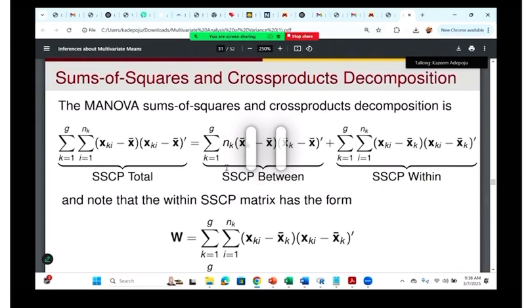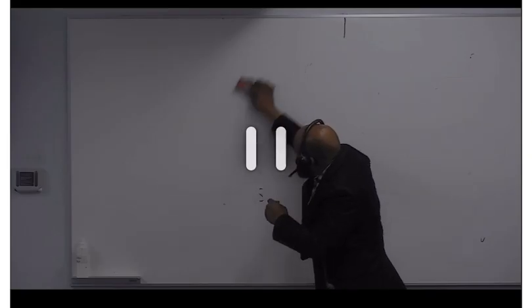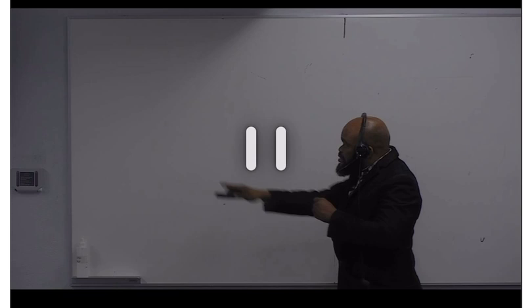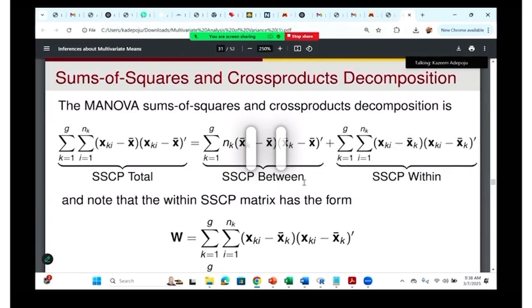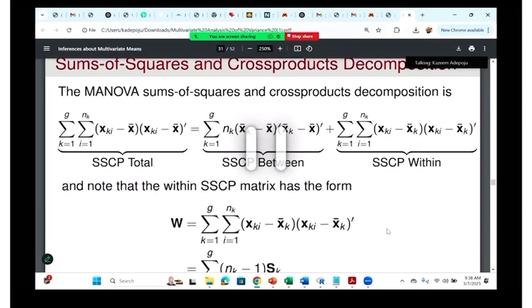Now, I need to pay attention. If I want to talk about this, that is the sum of squares and products within, the sum of squares and products between, and the sum of squares and products total. The sum of squares and products total is the total source of variation. We're splitting that into two components: the one that can be explained and the one that cannot be explained. The one that can be explained is between. The one that cannot be explained is within.